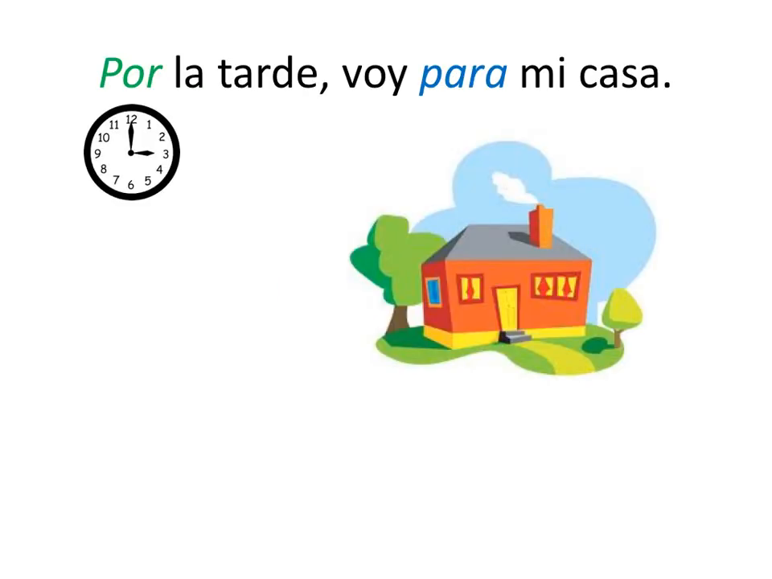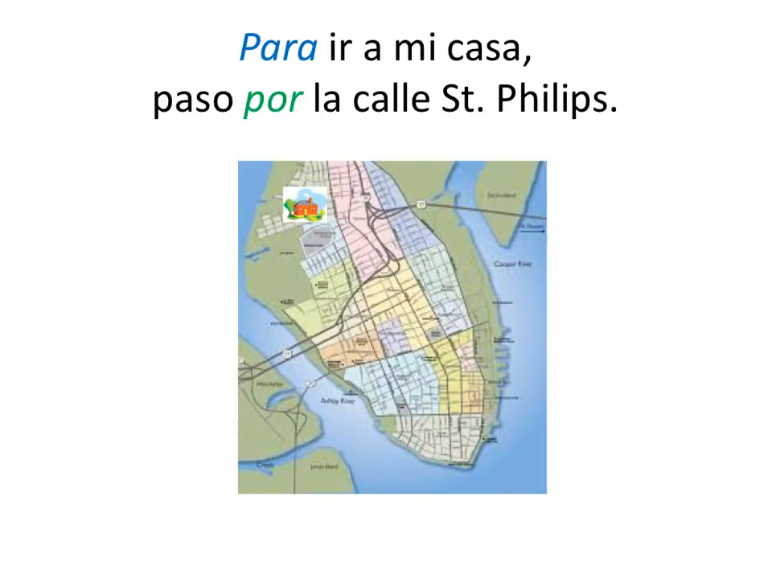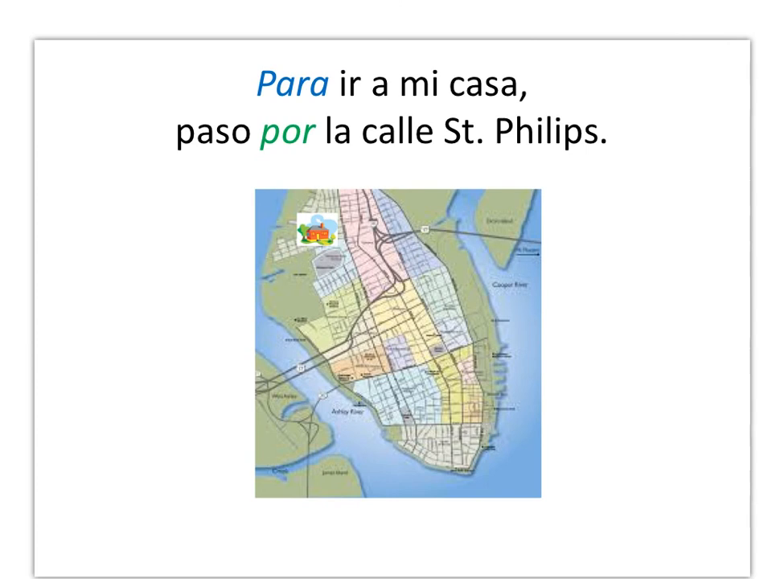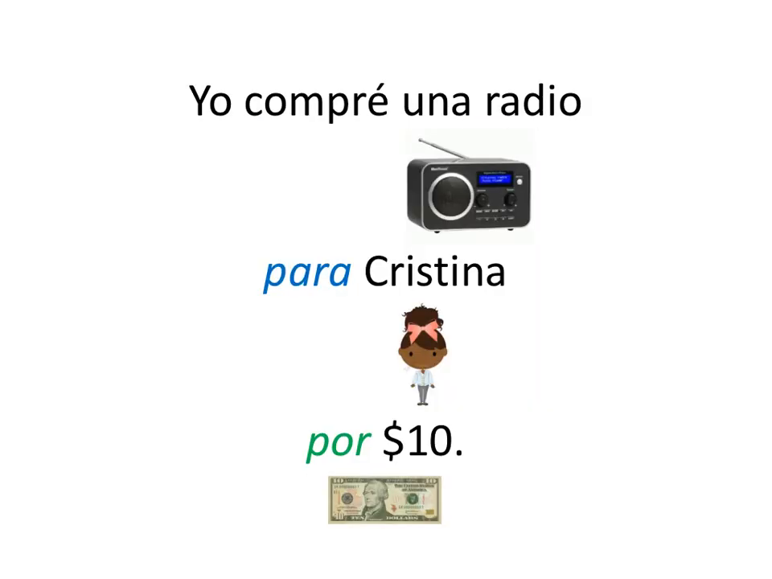Okay, and as you can see, we can use por and para together. Here we have por and para being used to talk about destination and route, and recipient and exchange. Alright, so ahora están listos para practicar este concepto. Muchas gracias y hasta luego.